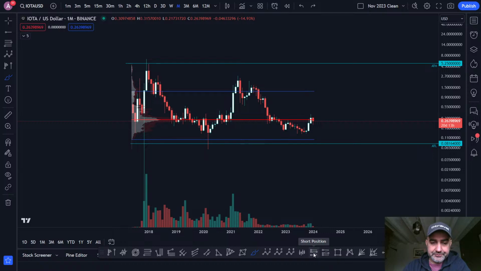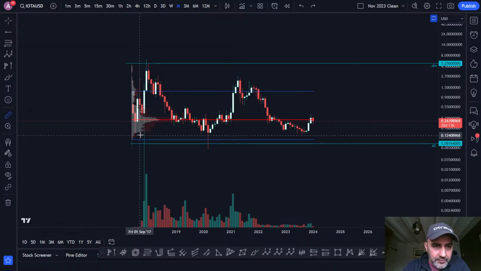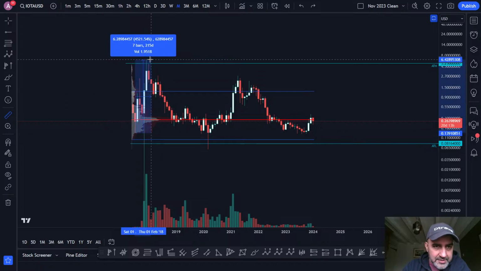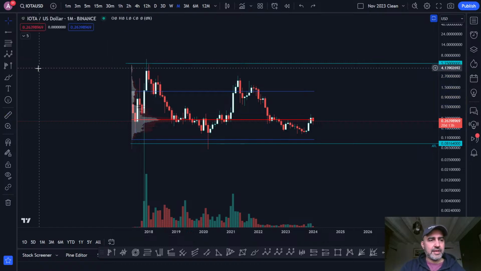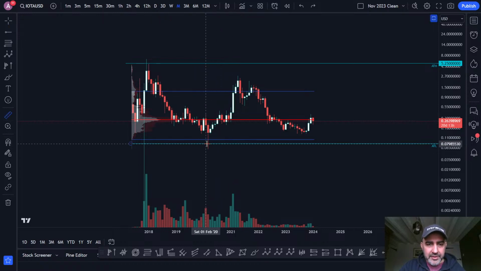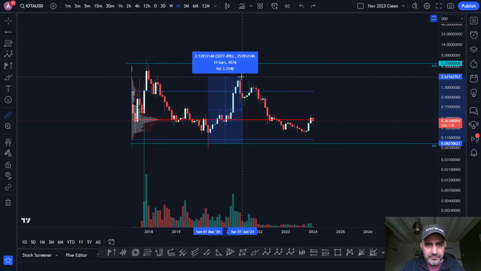Excuse me. From this low here, it went up to the high 45x. That's a lot, huh? From the second time it went up, from this low here, 30x.